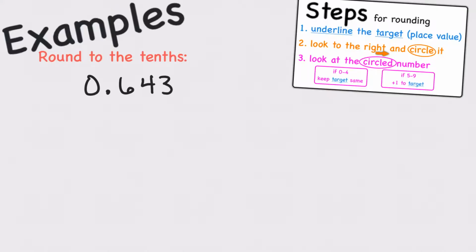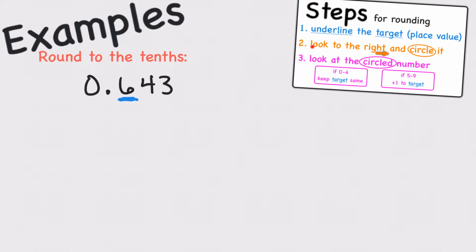Write down your first example, which is 0 and 643 thousandths. And let's round it to the tenths place. And we'll use the steps that we wrote down before. Step 1 says to underline the target, which is the place value that they're asking about. Well, in this case, that's going to be the tenths place. And in this number, the 6 is in the tenths place. So we're going to underline the 6 in this number.